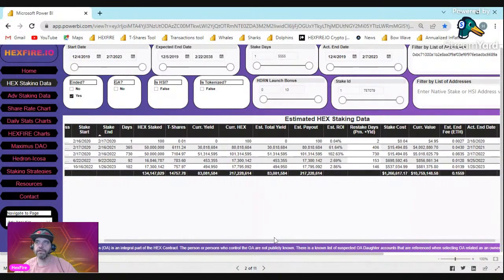Get it on the screen so we can see it. So the stake end was the 17th. They ended on the 18th. Perfect. 16th, they ended it on the 17th. 16th, they ended it on the 17th. 22nd, they ended it on the 25th. A couple days, right? No penalty. The 26th, they ended it the 28th and then restaked.